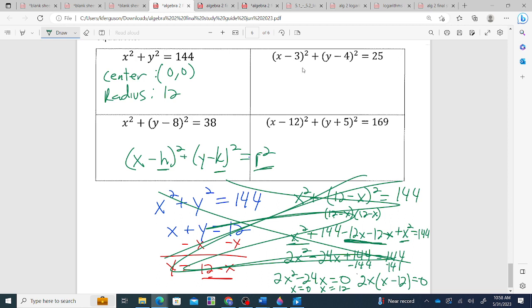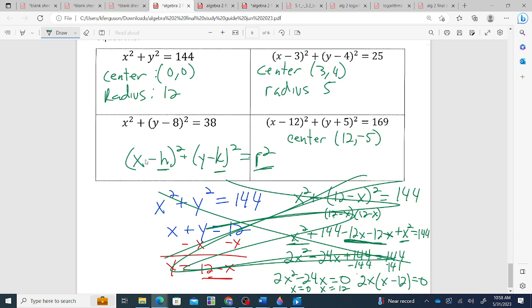So then right here, what's my radius? My radius is 5. What's my center of my circle? 3, 4. So what's the center of my circle here? 12 and negative 5.